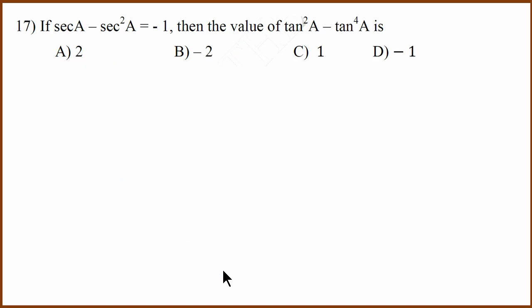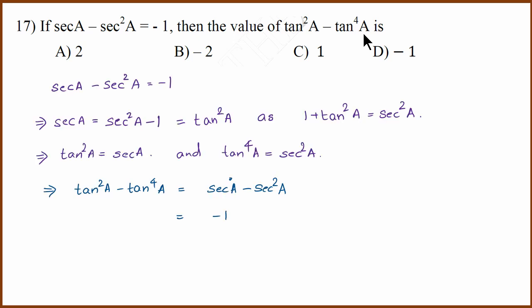This is a tricky question. Let's see correctly. What have they given? secant a minus secant square a equals -1, they have given. We are supposed to find tan square a minus tan to the power 4a. So how do you do this?